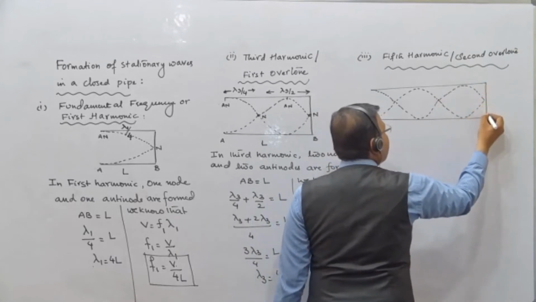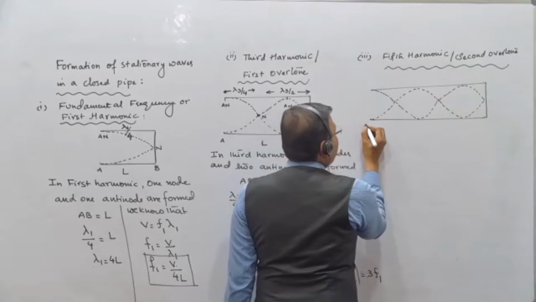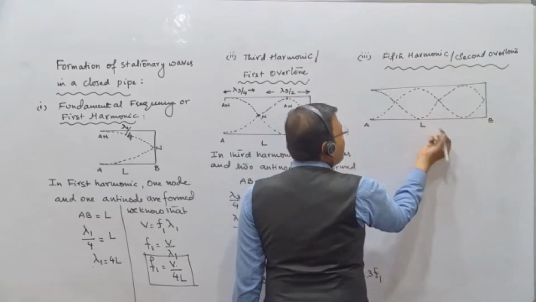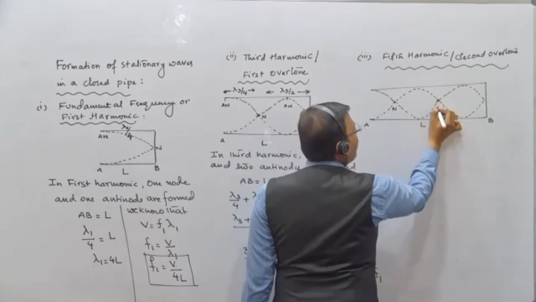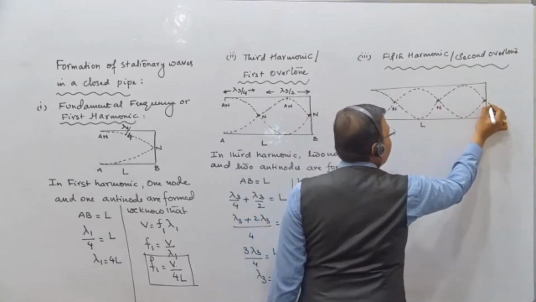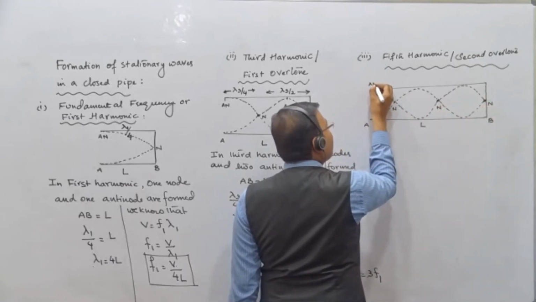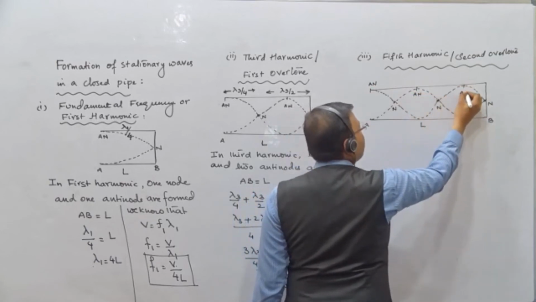And here the closed end is there. So again, I take this as A and this as B. The length of the pipe is L. Now, how many nodes? 1, 2, and 3. Three nodes are there. And this is one antinode I can consider, this is a second antinode, and this is the third antinode.